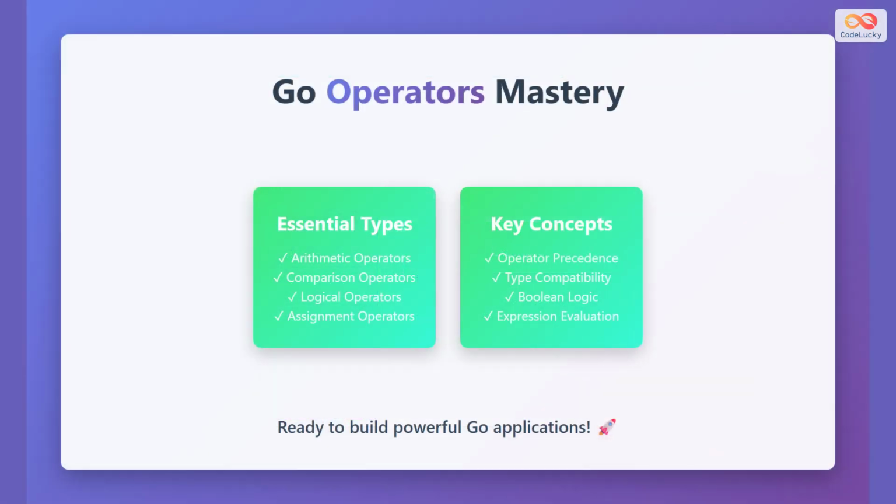In summary, we have covered essential types such as arithmetic operators, comparison operators, logical operators, and assignment operators. We have also learned key concepts like operator precedence, type compatibility, Boolean logic, and expression evaluation. You are now ready to build powerful Go applications.